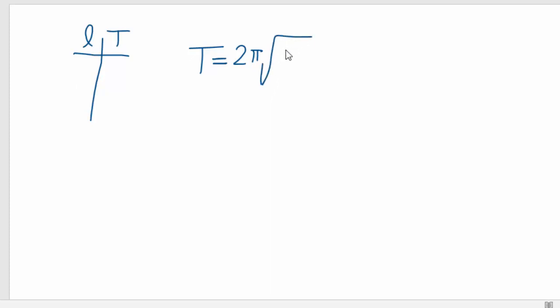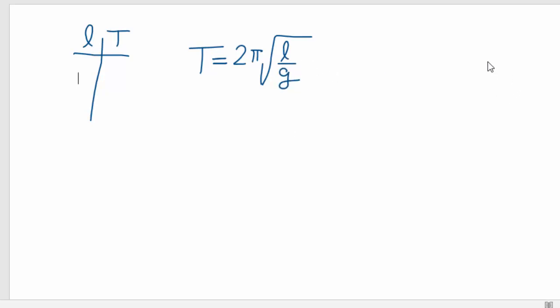Okay, now we already found that the period depends on the length, and we have a table of length versus the period, and we learned that the relationship between the length and the period is defined in terms of this equation. The period is equal to 2 pi times the square root of the length over g, where g is the acceleration due to gravity.